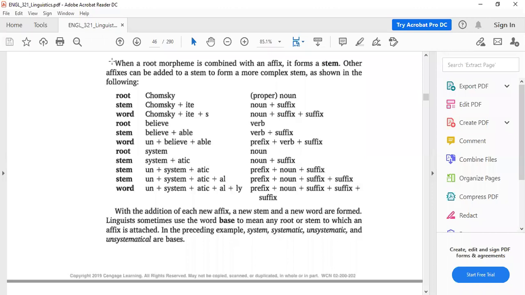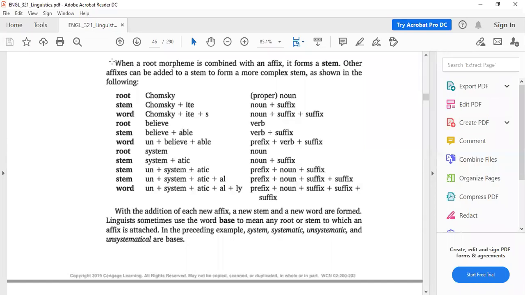Now, if we add Chomsky plus ite plus s, those who believe in Chomsky, those who follow Chomsky. Now, why is this a root and this a stem and this a word? Chomsky is a root and at the same time it's a word.